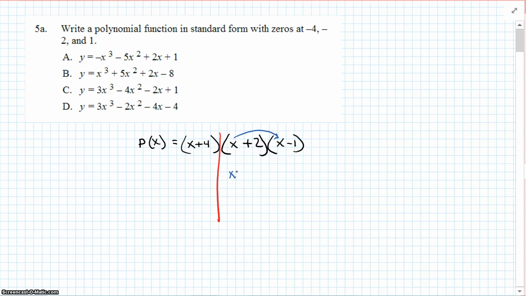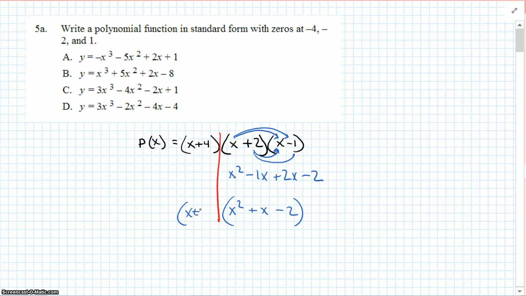X times x is x squared. X times -1 is -1x. 2 times x is +2x. 2 times -1 is -2. Okay, so I can rewrite this as x squared plus x minus 2.